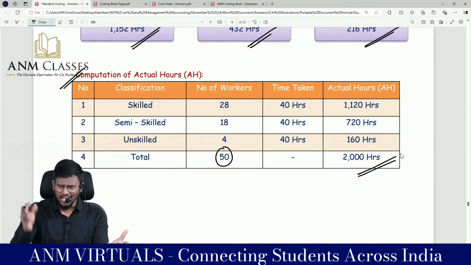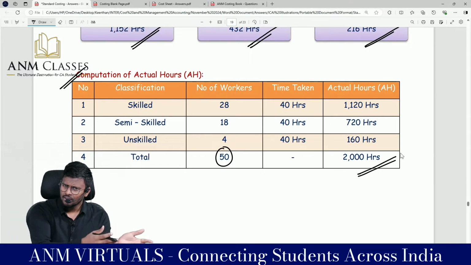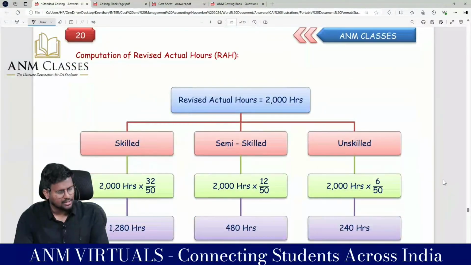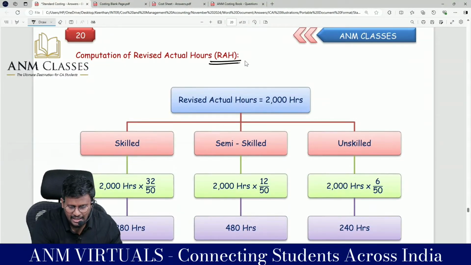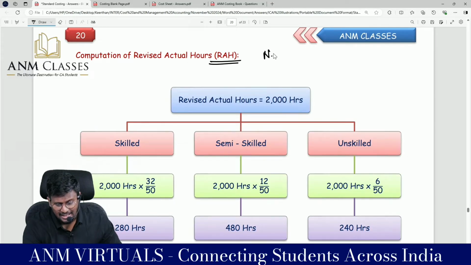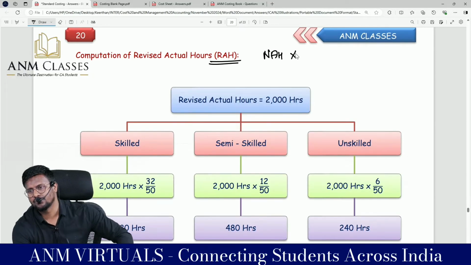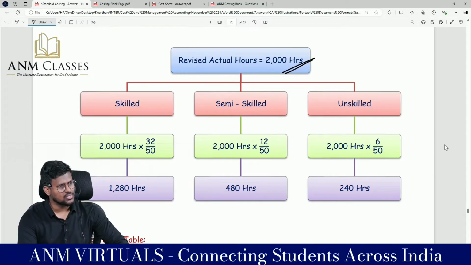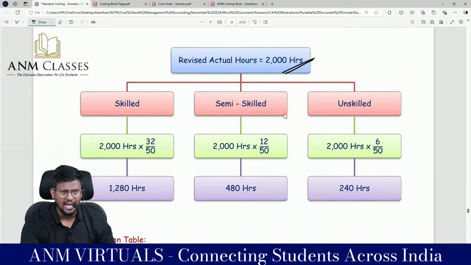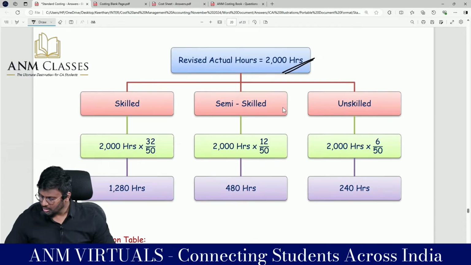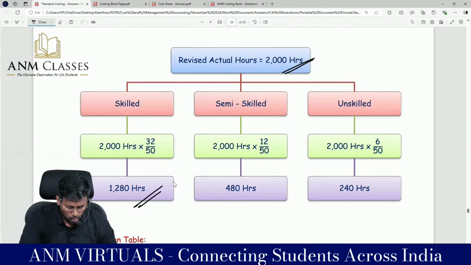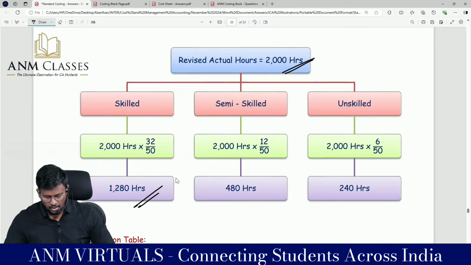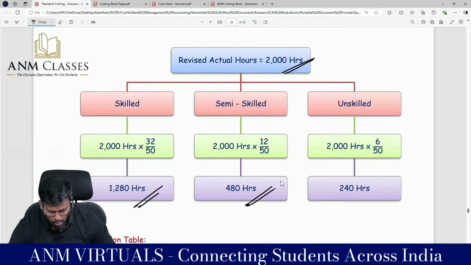So 1800 hours முடிக்க வேண்டிய வேலையை, that means labor efficiency variance is what? இப்ப revised என்ன சார்? net actual hours அப்படின்னு ஒரு கான்செப்டே வராது. ஏன்னா ஐடியல் டைம் இல்லாததுனால நெட் பார்க்க வேண்டிய. So revised என்ன? How much hours? 2000. அத skilled, semi skilled, unskilled க்கு என்ன மிக்ஸ்ல எழுதணும்? அப்ப 2000 into 32 divided by 50 comes to 1280 hours. Then 480 hours and 240 hours.